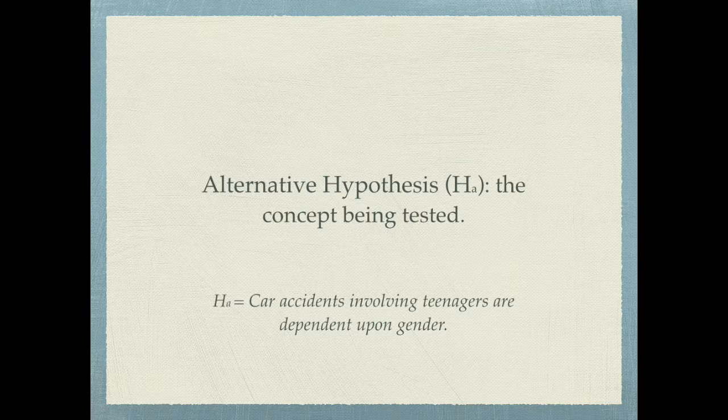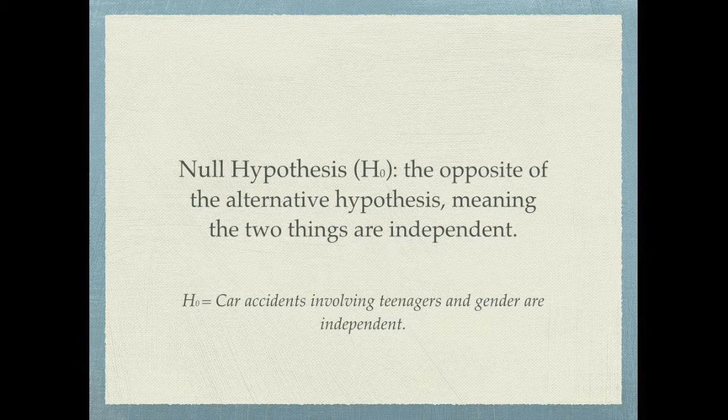Alternative hypothesis is represented by the letter H, subletter A, and is basically the concept we are testing. It is the hypothesis that we want to accept. On the other hand, the null hypothesis is boring, and we do not want to be unable to reject this null hypothesis, because this means that our alternative hypothesis is untrue. In our current example, the null hypothesis, which is represented by the letter H sub 0, is that car accidents involving teenagers and gender are independent.